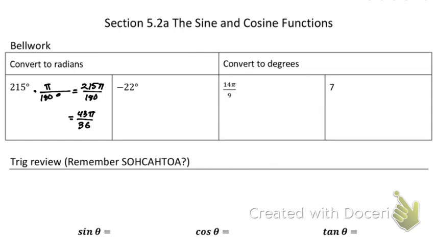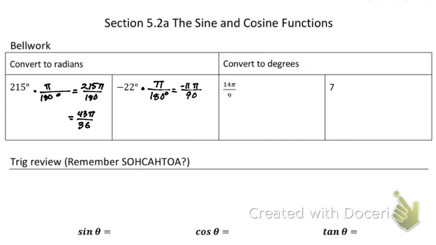So in this one, I want radians out. I want my answer to be in radians. So I'm going to put radians on top of my conversion, which is our pi. Once again, I want radians out, so I'll put pi on top. Working that all the way out, we should come up with negative 11 pi over 90. Does that sound right? Cool.